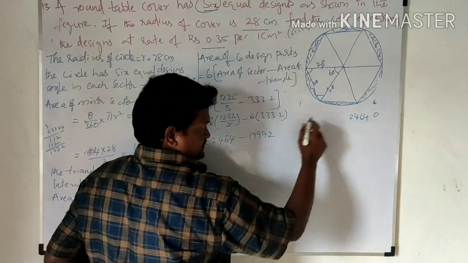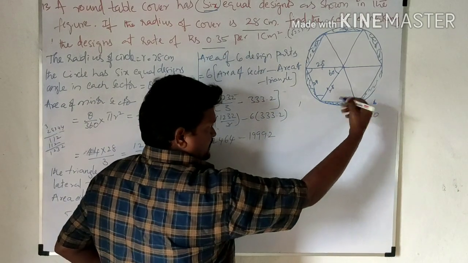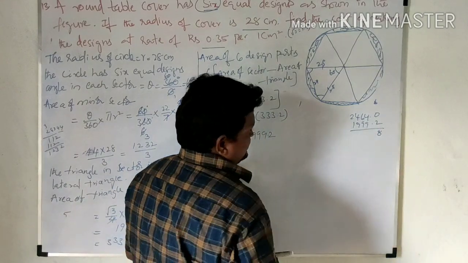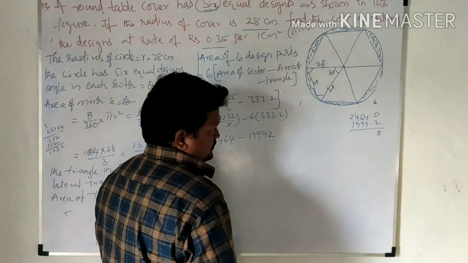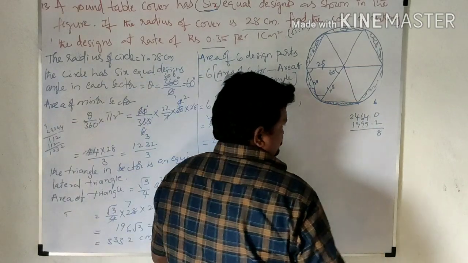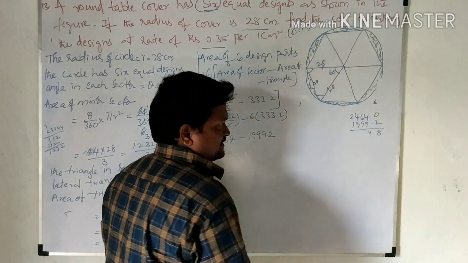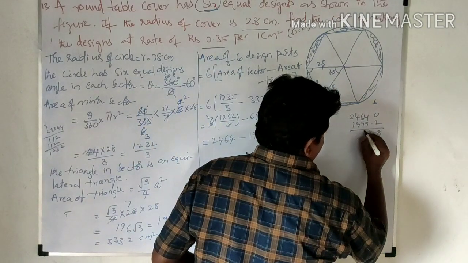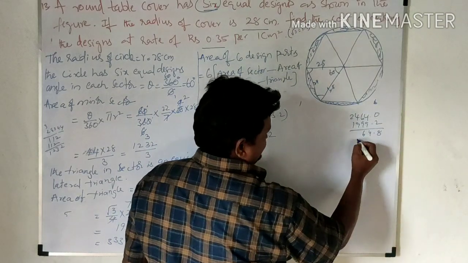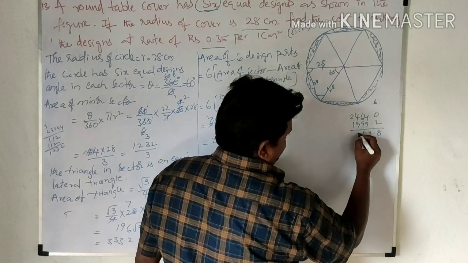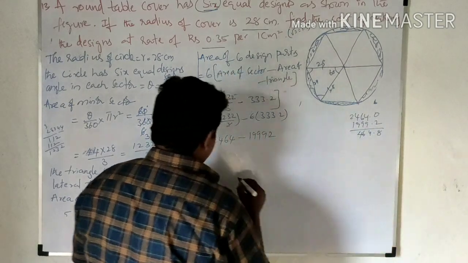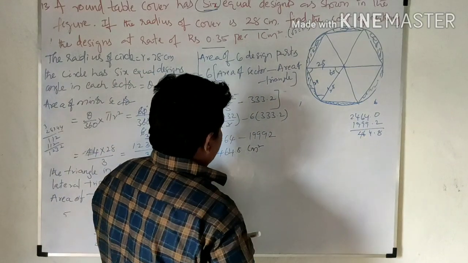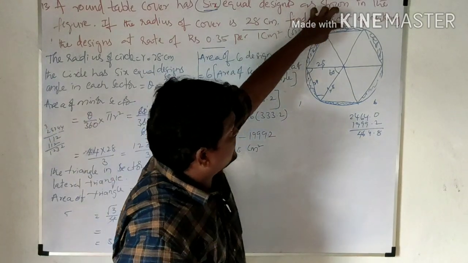2464.0. Here there is one digit after the point, that's why I am taking 0 after the point. 1999.2: this is 8, this is 3, 13 minus 9 is 4. 15 minus 9 is 6. Here also 13, 13 minus 9 is 4. So 464.8 centimeter squares. This is the area of 6 designing parts.